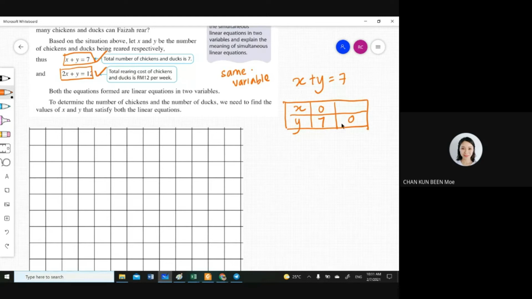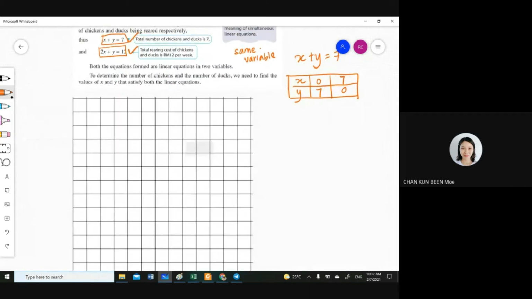I substitute, I replace the value of y equal to 0 here. x plus 0 equal to 7. So x is equal to 7. It's the same thing. You understand or not? x plus 0 equal to 7, so x equal to 7 is the same thing. Okay, now we move on. We have the first one already, so we can plot the graph for the first equation.